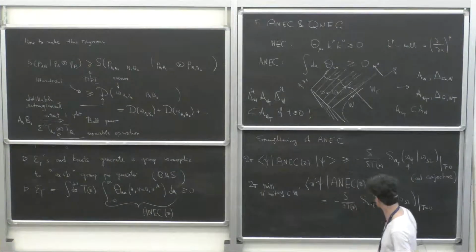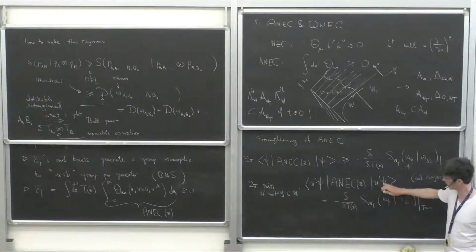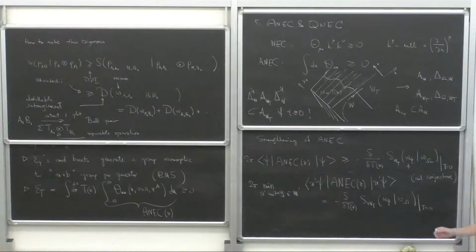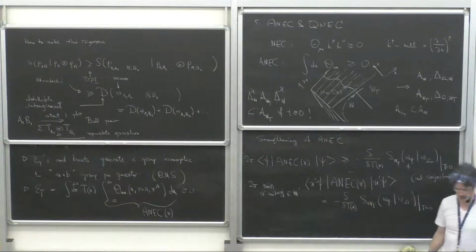So I call this the QNEC, but if you've seen the QNEC, that's maybe not the form in which you've seen it. People don't use the relative entropy, but they use the actual entropy. But this formally implies the QNEC, and this is explained in these papers.